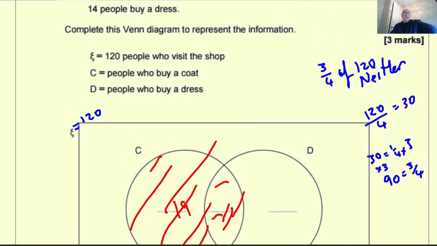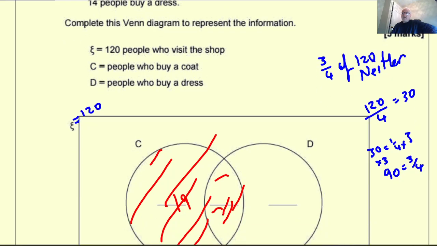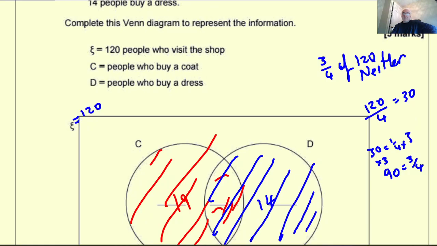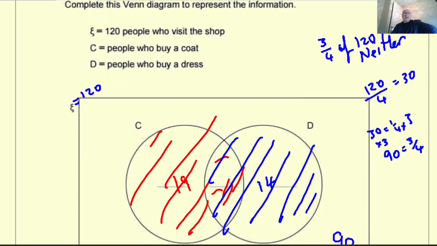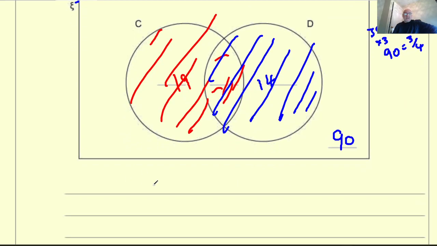Right. Next part, 14 people buy a dress. So 14 people buy a dress, and it's that whole circle that buy a dress. Okay, complete the Venn diagram. So if I've got 19 in this side, plus 14, plus 90, how many people do I have? 90, 100, 110, 119, 123. So 123 people out of 120. That means that the middle number has to have some crossover in it.